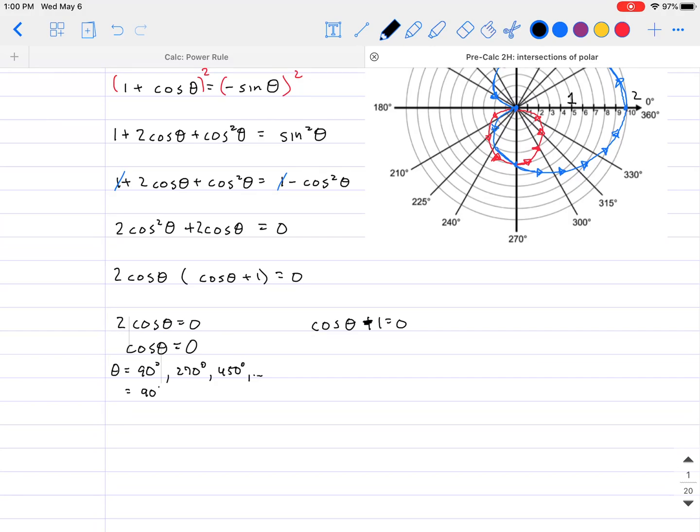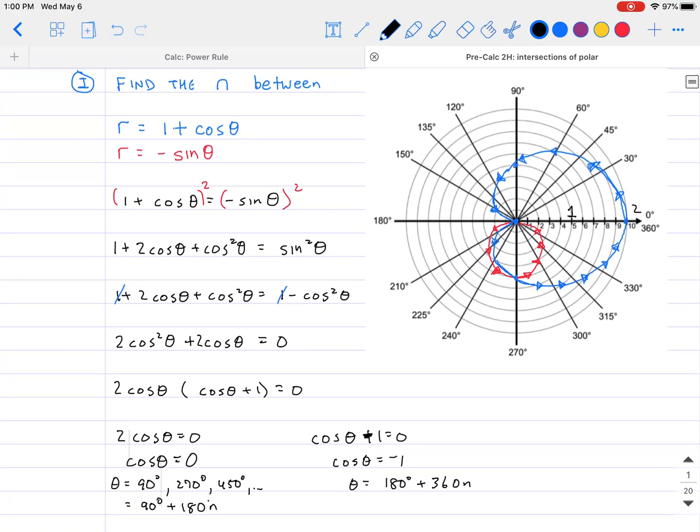So in short, we can say it's going to be 90 degrees plus 180n for a general solution. Whereas for the other one, we have cosine of theta is equal to -1. So theta is equal to 180 degrees, and that's the only place where cosine is equal to -1. So we say plus 360n in this case.